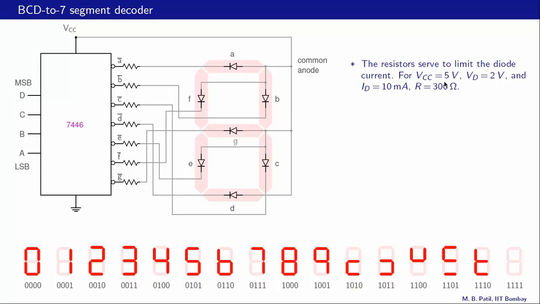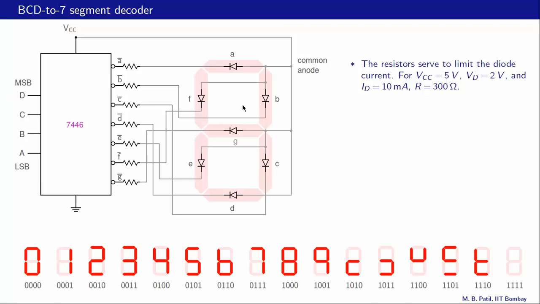Say our VCC is 5 volts and VD is 2 volts, and we want to limit the current to 10 milliamps. We know that this voltage drop is 3 volts then, so the resistance must be 3 volts divided by 10 milliamps, that is 300 ohms.